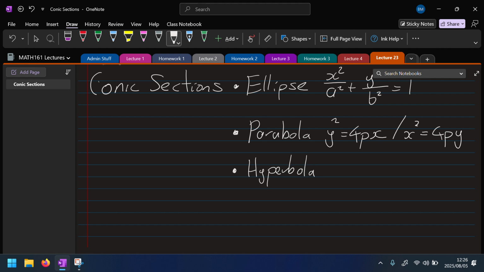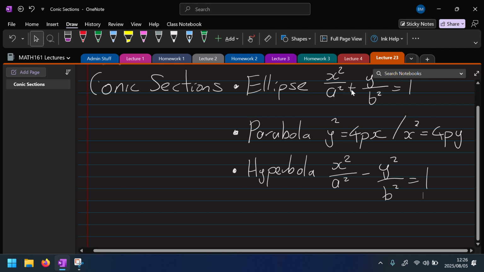Okay, so you're familiar with the 1 over x hyperbola, okay, the rectangular hyperbola. We're going to be looking at a more general group of hyperbolae. So that will be given by x squared over a squared minus y squared over b squared equals 1. Okay, so very, very similar to the ellipse. So the ellipse has a plus there. Hyperbola, that will have a minus.